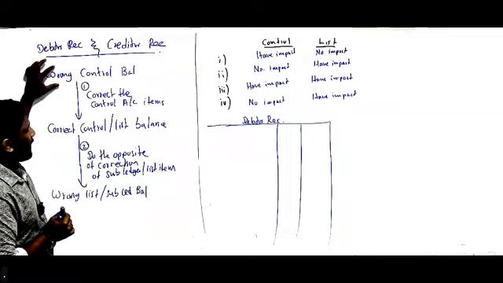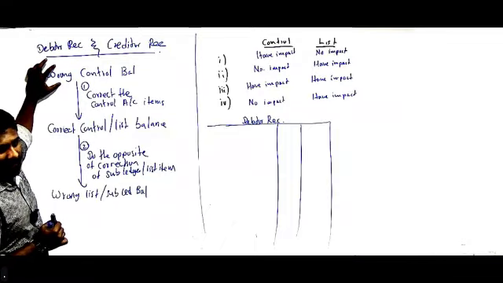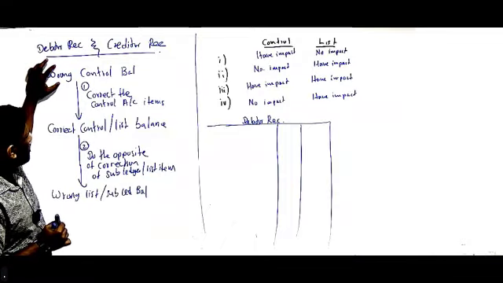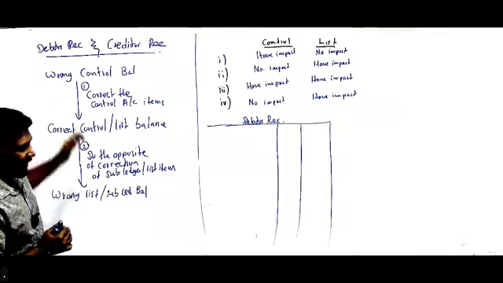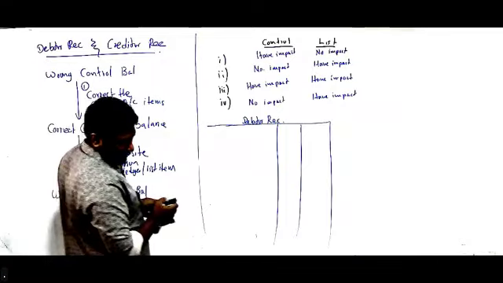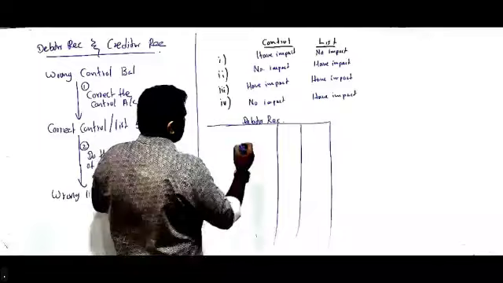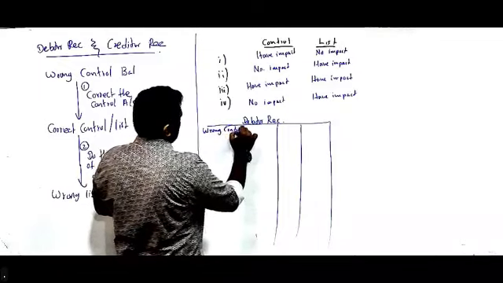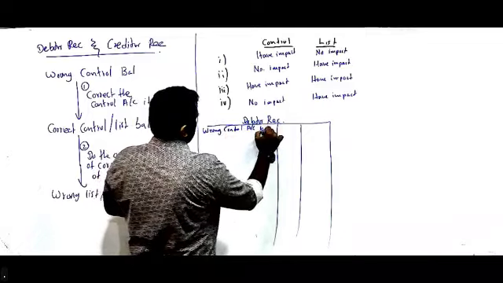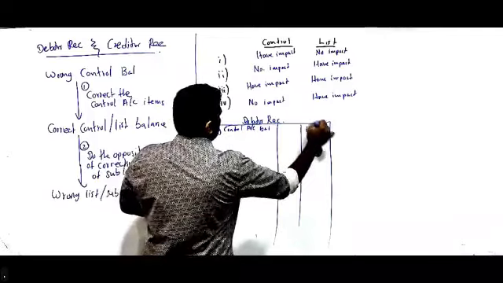Okay. Tell me, you should start with what? Wrong control account balance. Check the question whether they have given it. Have they given the control account balance? Yes. How much is that? 1,500. Wrong control account balance, 1,500.